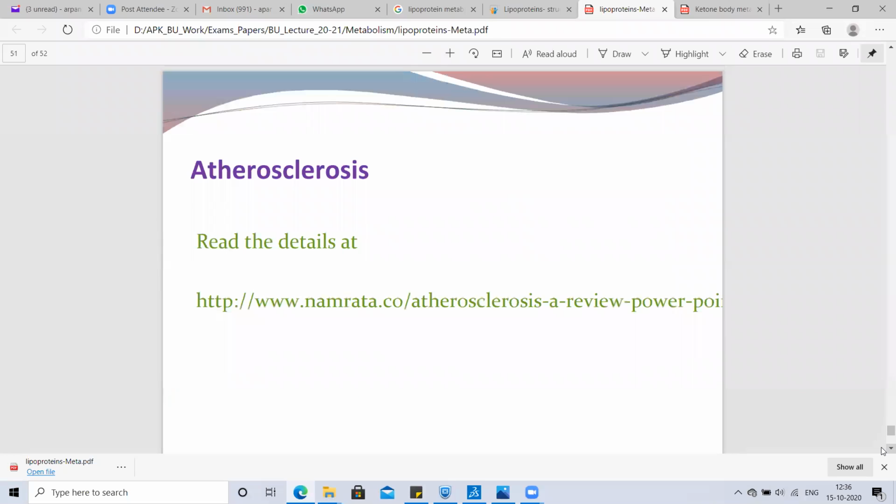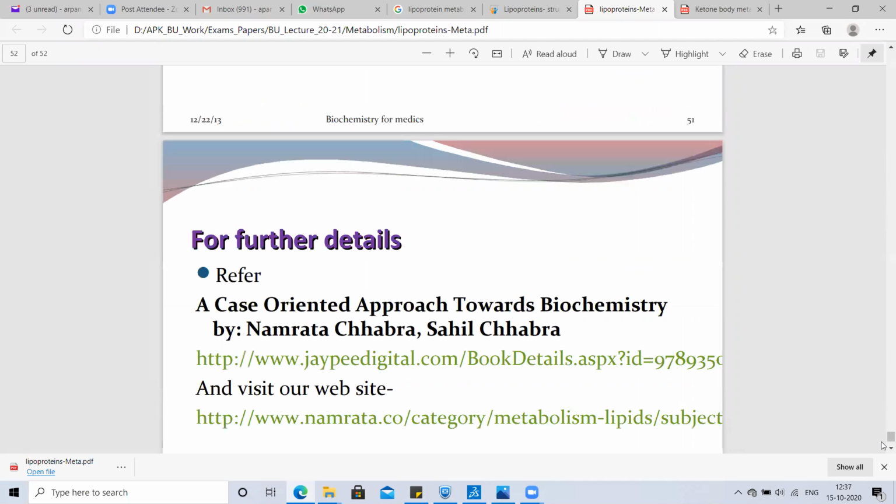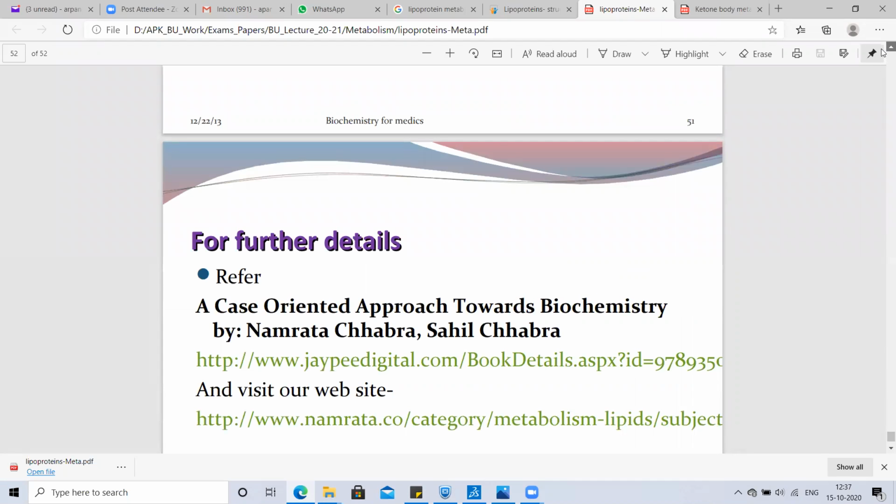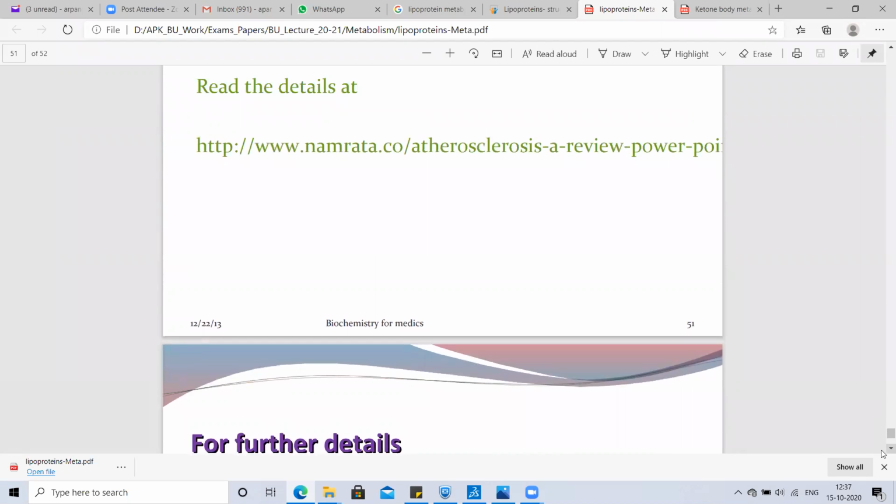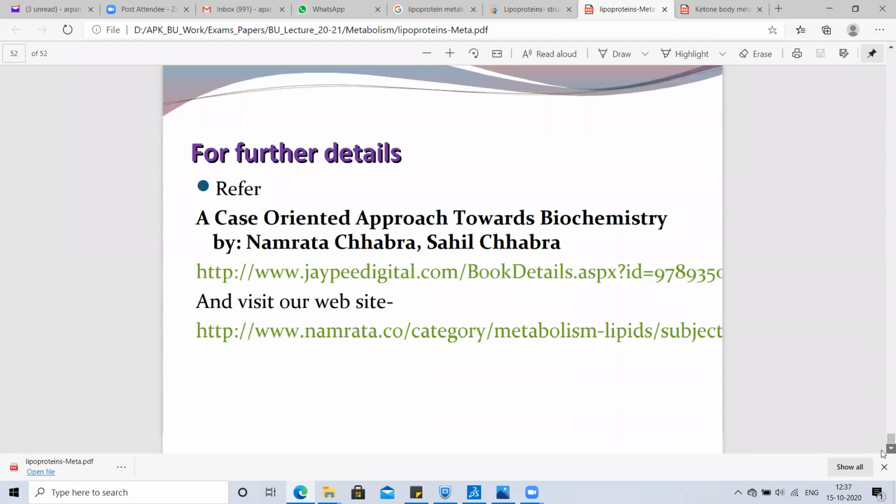Coming to atherosclerosis, we have already learned a lot about atherosclerosis and deposition of cholesterol in the heart arteries. If you want to learn further about this topic, you can go to these links, or you can also read a hardcore medical biochemistry book.